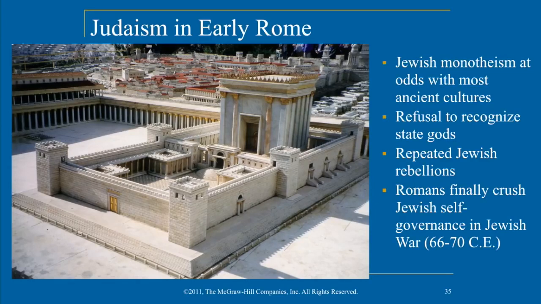Now we're going to transition a little bit to some stuff that's happening around Rome and look at Judaism in early Rome. The Jewish people had established themselves in what we would now call the Israel-Palestine area. Jewish monotheism is basically at odds with most ancient cultures. Number one, because the Jews believed that there was one God, his name was Yahweh, and that he basically did everything. He created the sun, the moon, the stars, the earth, people, everything we see, everything we don't see.